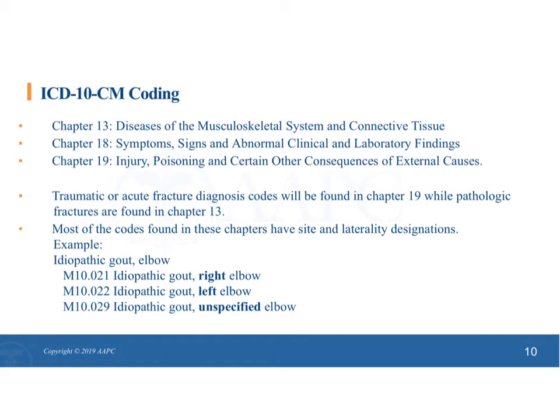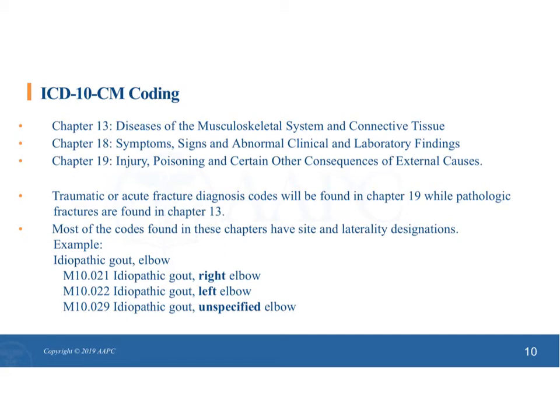In the ICD-10-CM codebook, Chapter 13 is the diseases of the musculoskeletal system and connective tissue. Chapter 18 is symptoms, signs, and abnormal clinical and laboratory findings. Chapter 19 is injury, poisoning, and certain other consequences of external causes. Traumatic fracture diagnosis codes will be found in Chapter 19, whereas most pathological fractures will be found in Chapter 13. Most of the codes in both chapters have site and laterality designations.